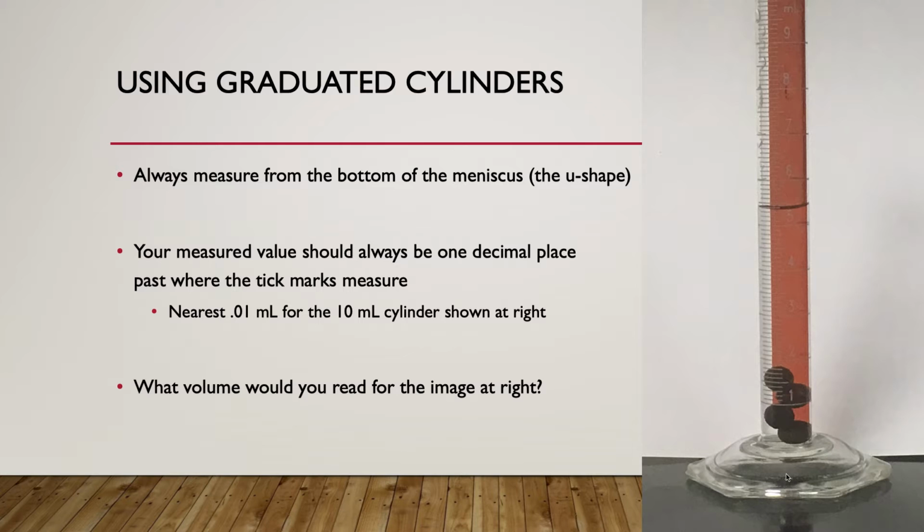So let's say our initial volume of water was at this 4.00 mark. We added these 4 spheres, and now it's up to 5.37 milliliters. Well, we take the difference of those two, so 5.37 minus 4.00, which means the volume of these 4 spheres would be approximately 1.37 milliliters. And that would be the volume we could then use to make a plot to find our density.